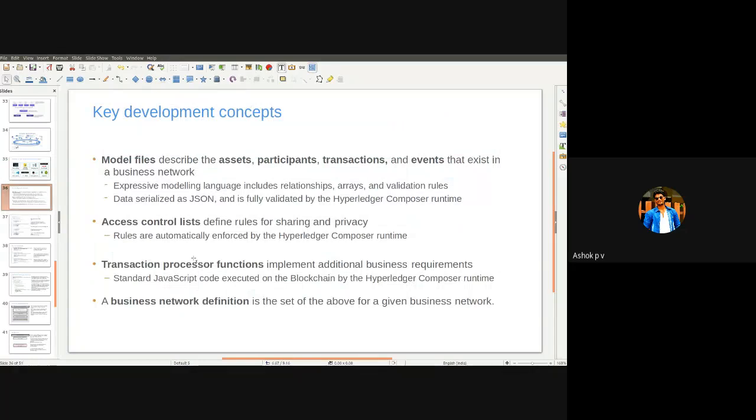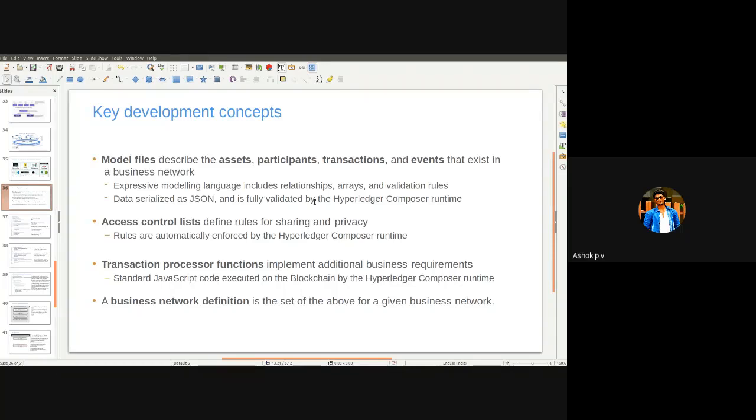So the model files should contain the assets, participants, transactions, and events that exist in a business network. It is kind of a JSON file that is fully validated by Hyperledger Composer. This one would have the relationships, the arrays, the validation rules, whether a particular asset should contain a particular ID, or even if you take participants, you can give the address, the pin code. You can use regex in the data modeling file saying these are the only values it can support. So those kind of validations can be done as well.